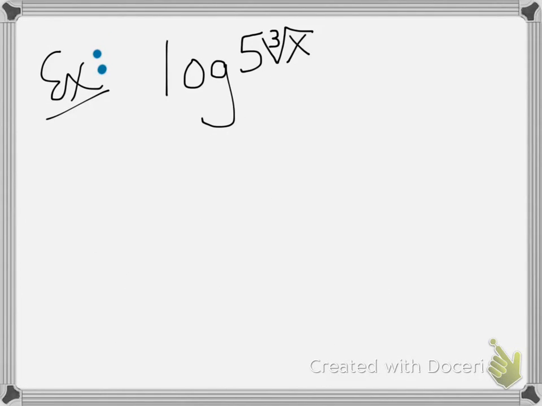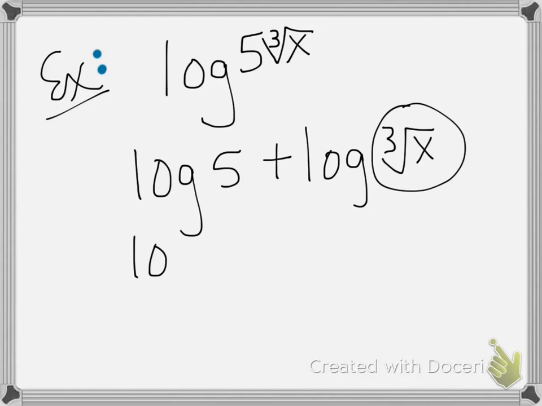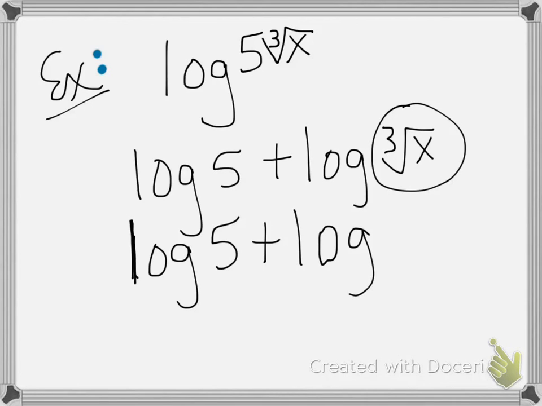Let's try another one. If I have log 5 times the cube root of x, I can write this as log 5 plus log cube root of x. Now the cube root of x part can be kind of challenging because you have to actually rewrite it. If you remember from chapter 6, we did some of this. I'm going to rewrite the cube root of x as x to the 1/3 power.